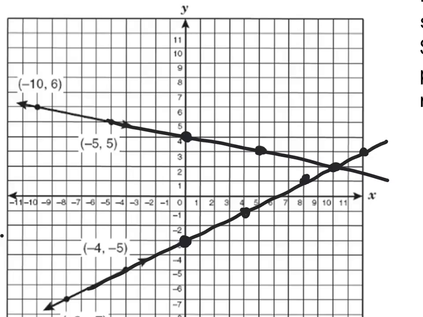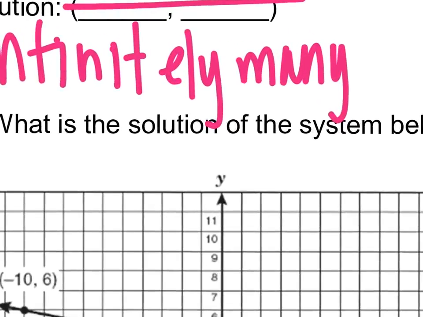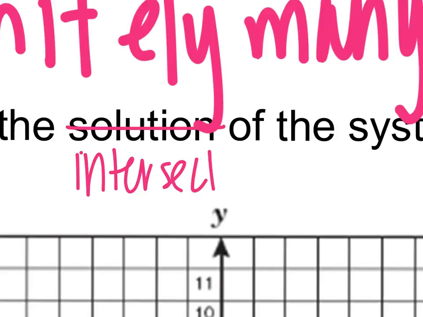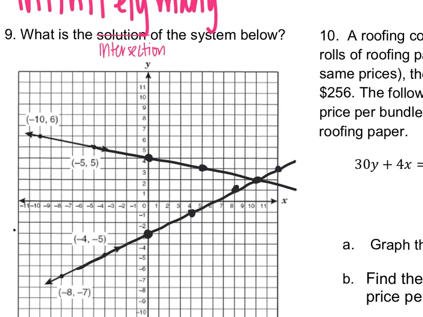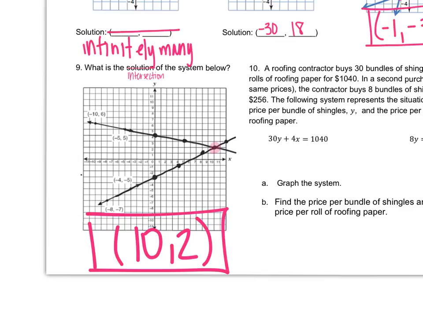And I am again looking for my solution. If I'm looking for my solution to my system, I am looking for my intersection. So I'm just trying to figure out where my two lines intersect. Well, when you look at the graph, you can see that they intersect here, and this is the ordered pair (10, 2). So my solution to my system would be the ordered pair (10, 2).